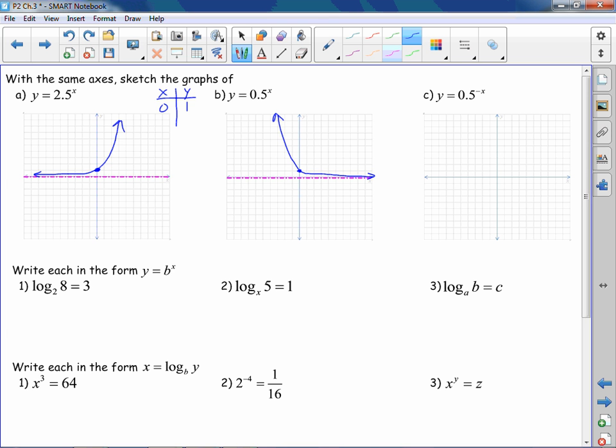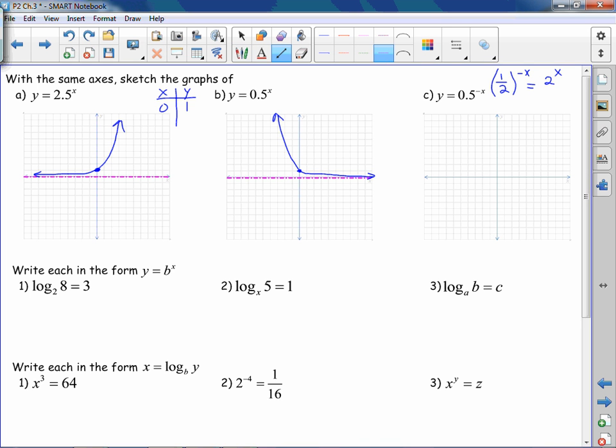Okay, let's talk about this last one for just a second. Do you remember what a negative exponent does? It flips it, exactly. So instead of 1/2 to the negative x, let's flip it, and it will actually be 2/1 to the x. So is it exponential decay or exponential growth? Growth, yeah.